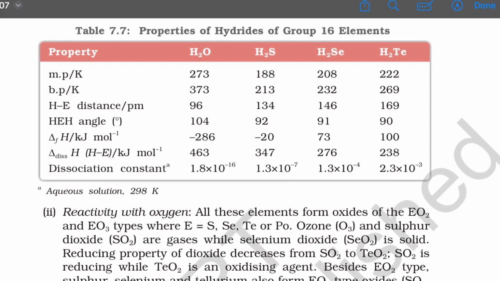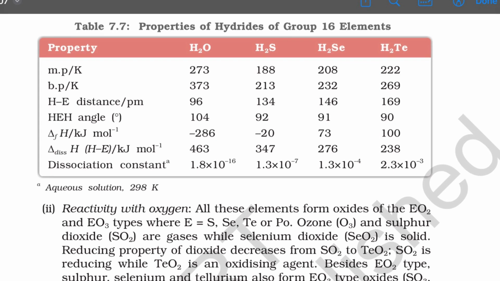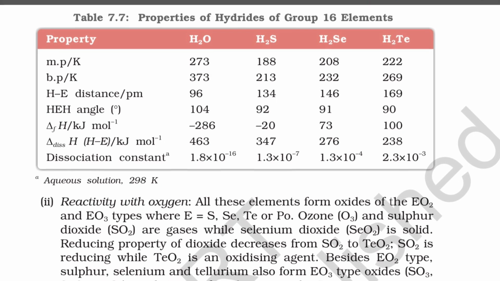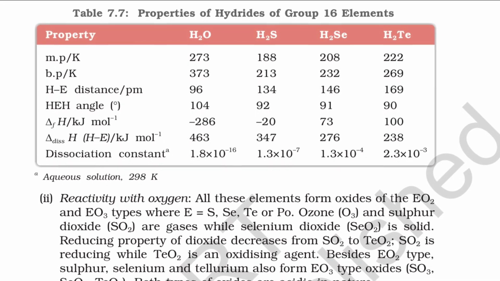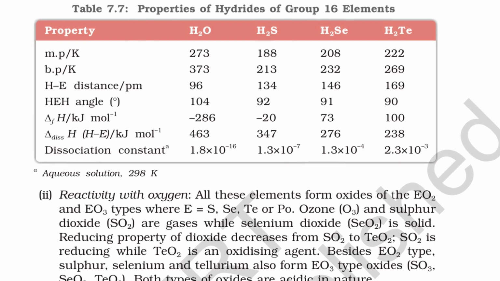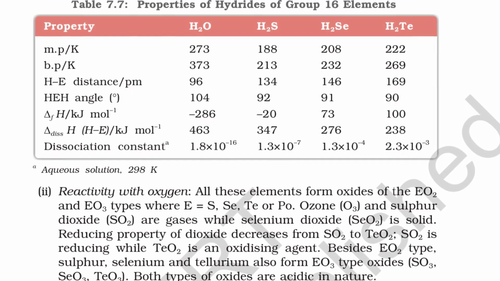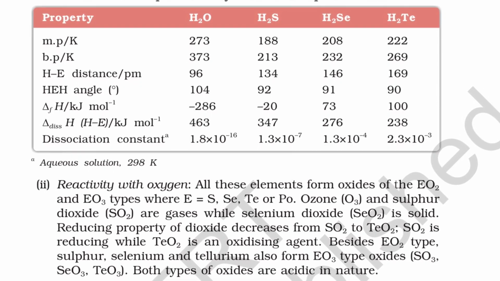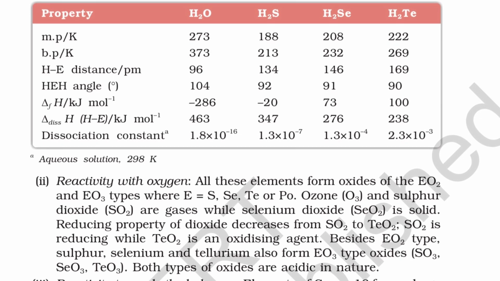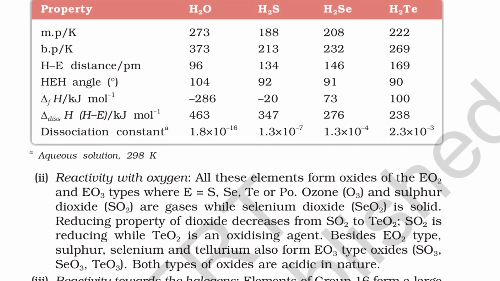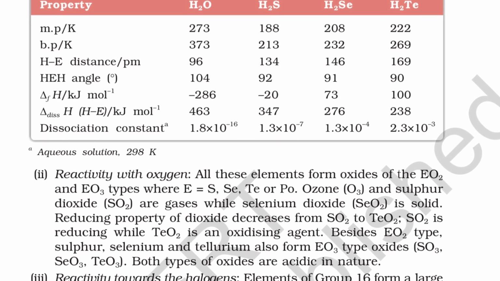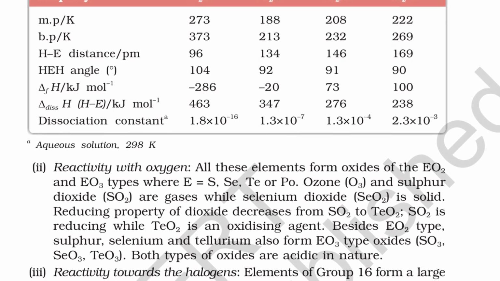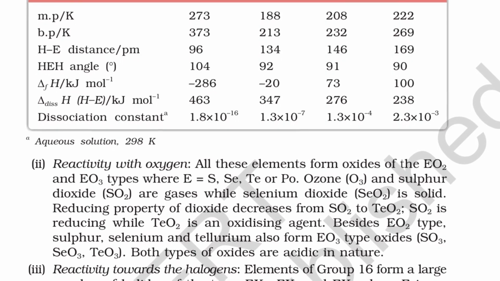Boiling points: water is highest. Then increasing from H2S to H2Te. Bond distance, water to H2Te increasing. Bond angle, water 104.5, it is given 104 here. H2S 92, H2Se 91, H2Te 90. Delta H formation: water is minus 286, H2S is minus 20, H2Se is plus 73 and H2Te is plus 100. That means decreasing. Dissociation constants are given: water 10 to the power of minus 16, then gradually it is increasing, 10 to the power minus 7, minus 4, minus 3. So acidic strength down the group increases.